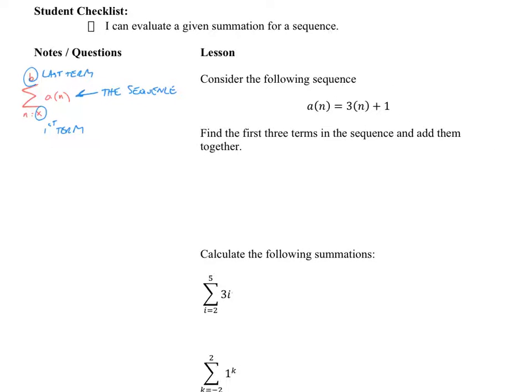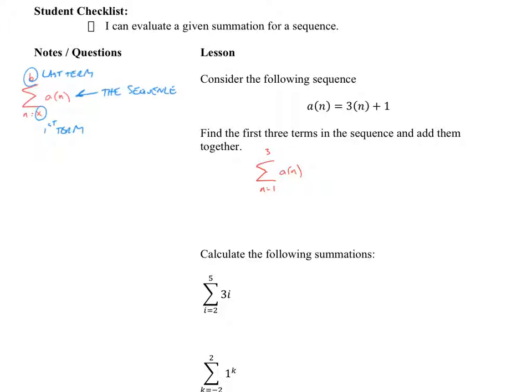So consider the following sequence, a of n. It equals 3 times n plus 1. So obviously this is a sequence in explicit notation. I don't see a definition for the first term. I don't need it, because this isn't telling me that I need the term before it. So it'll be pretty easy to find what we need. If I want to add all that together, what that's going to look like is a summation of a of n from 1 to 3, because it's saying to find the first 3 terms in the sequence and add them together.